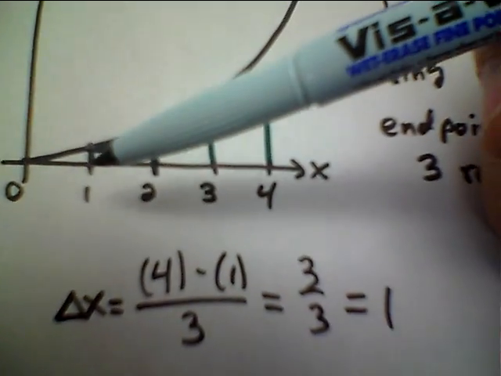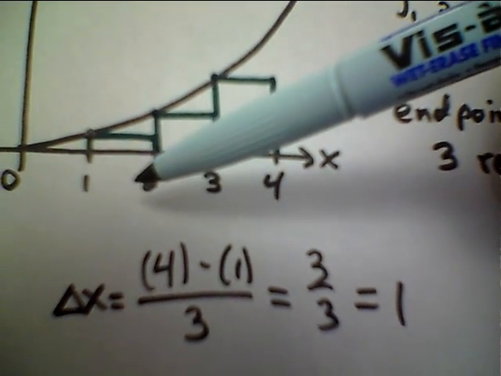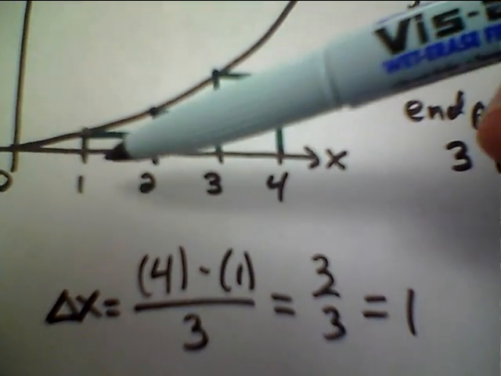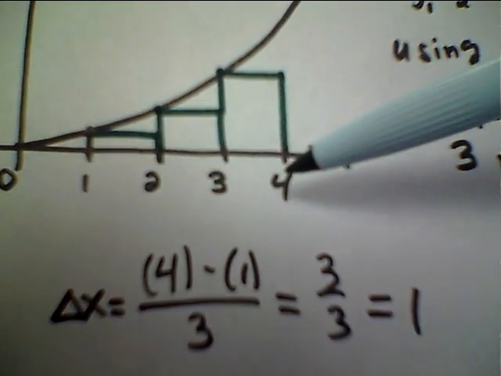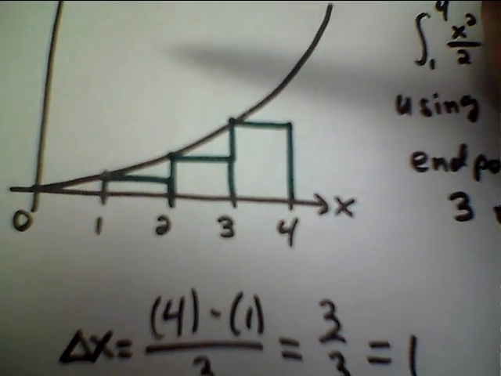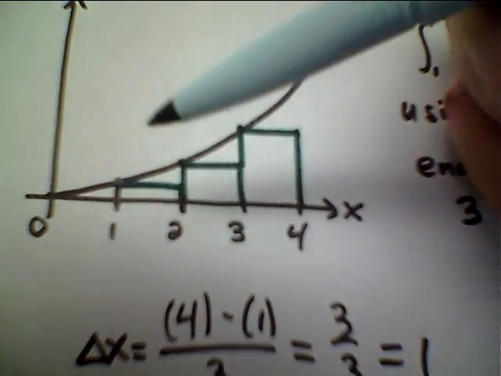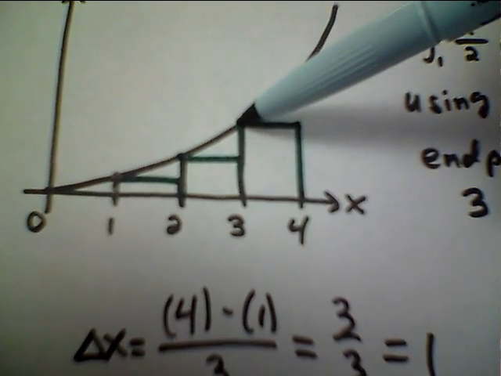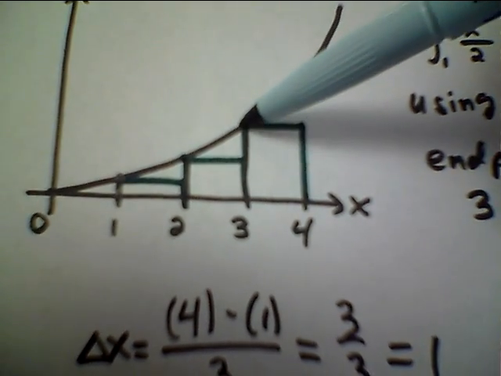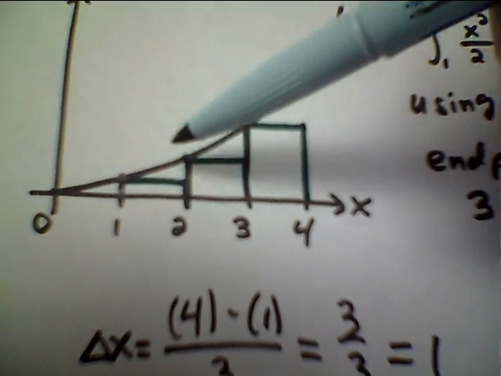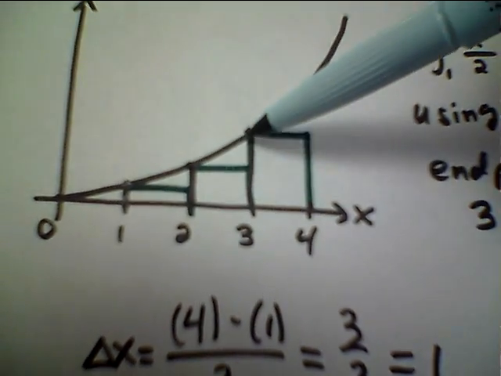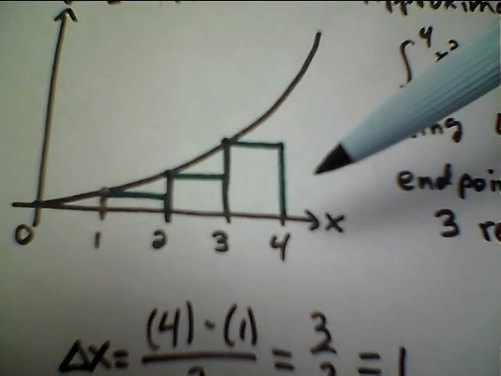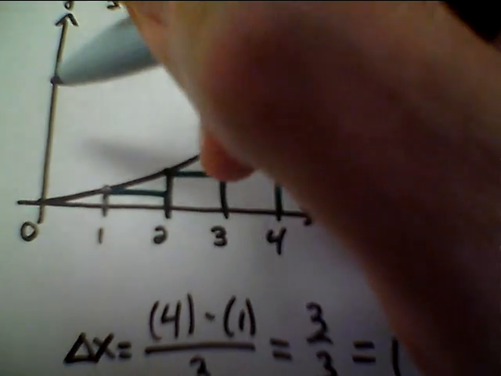So that gives us the width for this rectangle, for this rectangle, which is 1. 1 to 2 is 1, 2 to 3 is 1, 3 to 4 is 1. So that gives us the base, but to get the height, we need to get this height, and this height. But notice that the tip of the corner of this rectangle, and this rectangle, and this rectangle, they each line up on the curve. That's the point of the left endpoints.